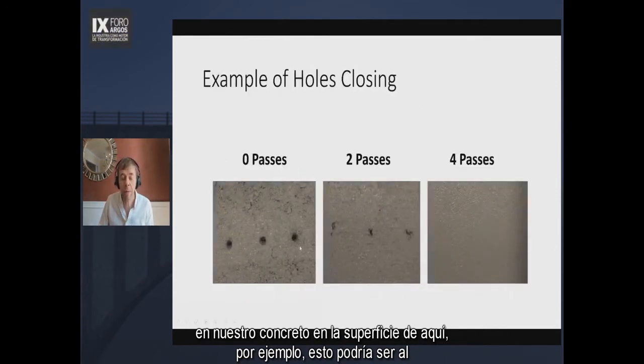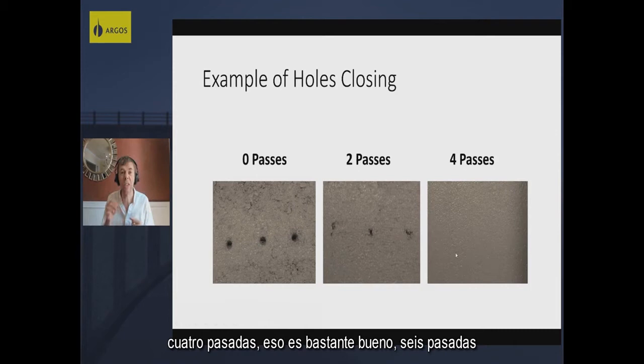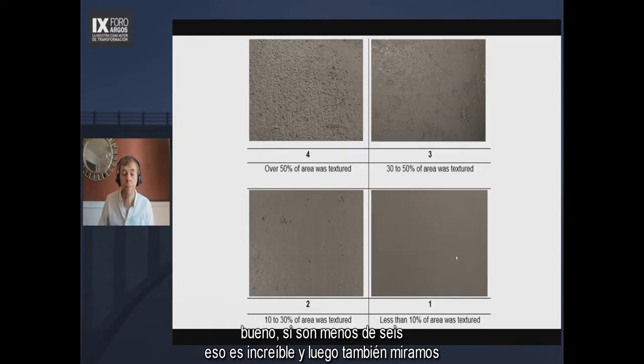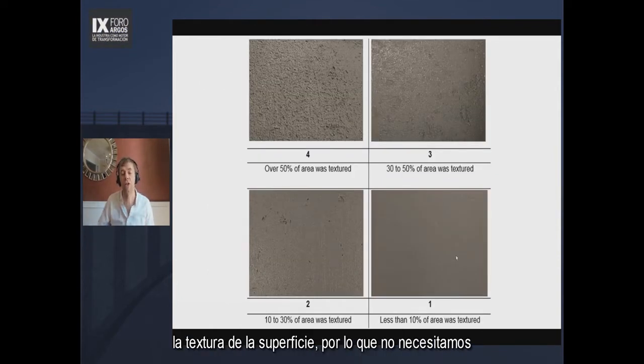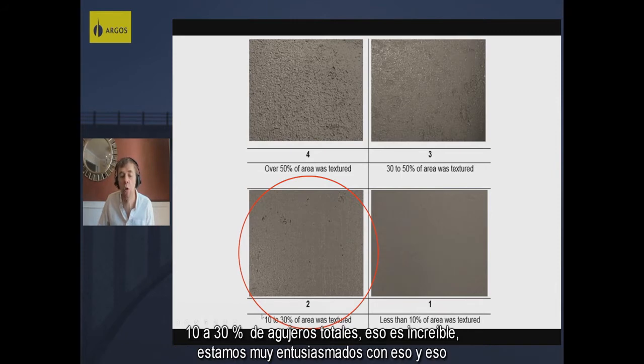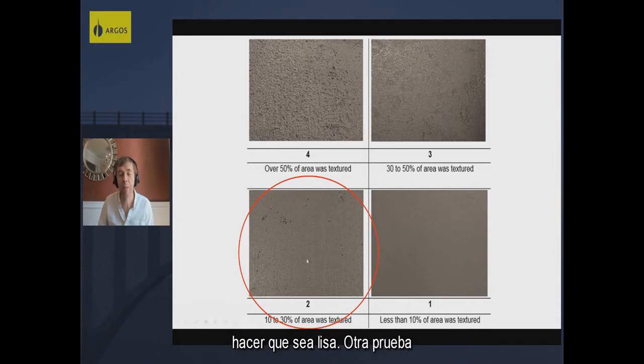So for example, this might be at the beginning, very, very beginning, 0 passes. Here's 2 passes. Here's 4 passes. That's actually pretty good. 6 passes is kind of a good number. If it's more than 6 passes, that's not good. If it's less than 6, that's awesome. And then we also look at surface texture. So we don't need perfect surface texture. If we get something like this, 10 to 30% overall voids, that's awesome. We're very excited about that, and that is very, very good. And again, we say, how many passes does it take to make it be smooth?